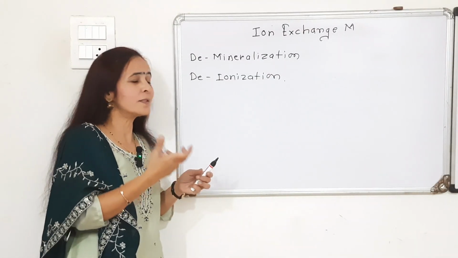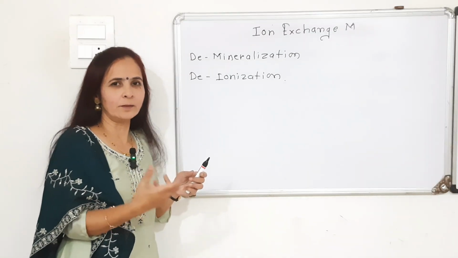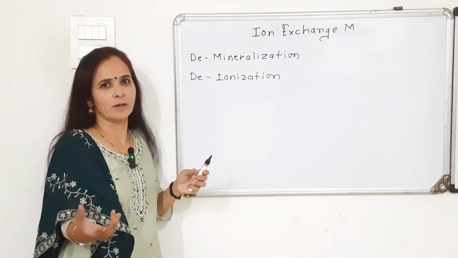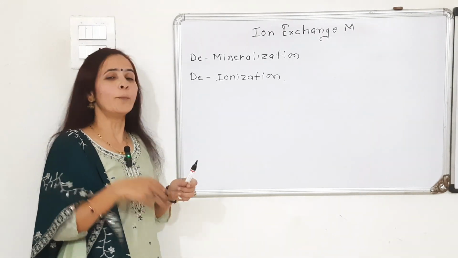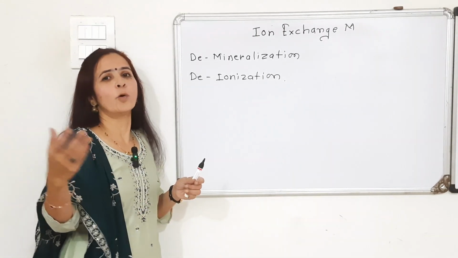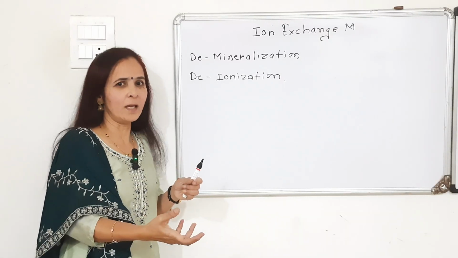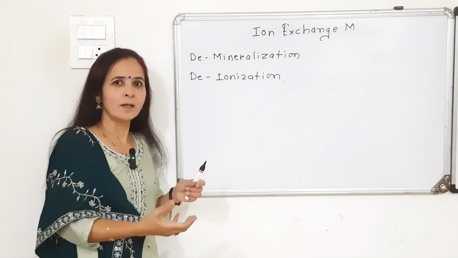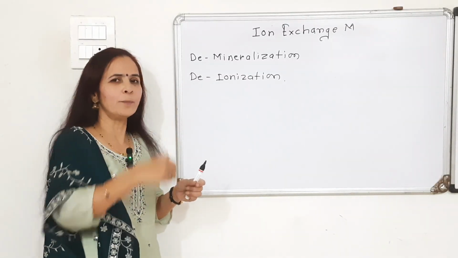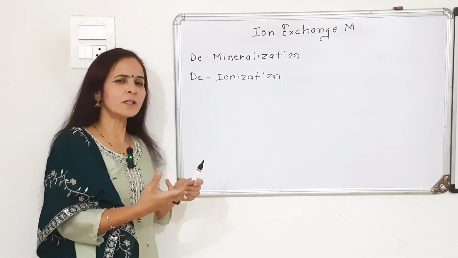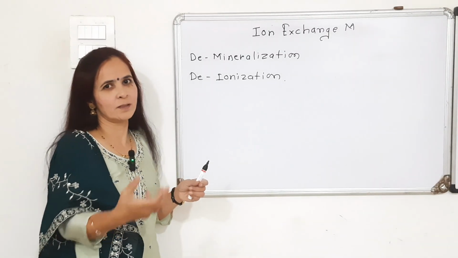We will see what D means. D means to remove. For example, dehydration means removal of water molecules. Dehalogenation, removal of halogen. Decarboxylation means removal of carbon dioxide. In the same way, demineralization means removal of minerals from the hard water. That's why it is known as demineralization. And deionization means removal of ions from the water, that is known as deionization.